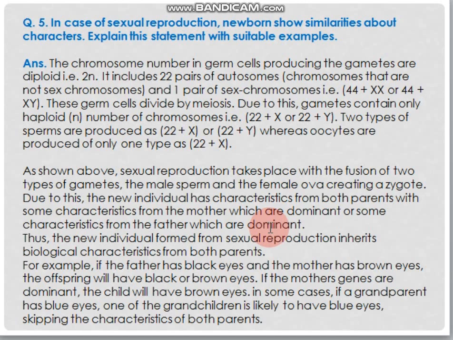So, the gametes are the diploid germ cells, they become haploid gametes. And the haploid gametes have half. When the gametes become a zygote, it has half of each parent's characteristics.